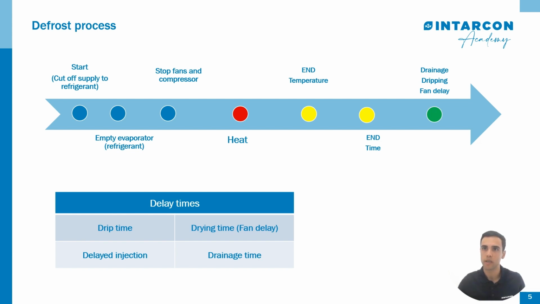The common process is as follows. Defrost startup. First, we close the refrigerant solenoid to prevent further refrigerant from reaching the evaporator. Emptying: the compressor continues to draw the refrigerant from the evaporator coil until it stops due to the low pressure, or pump down, storing it in the liquid receiver. Next, compressor and fans shut down.